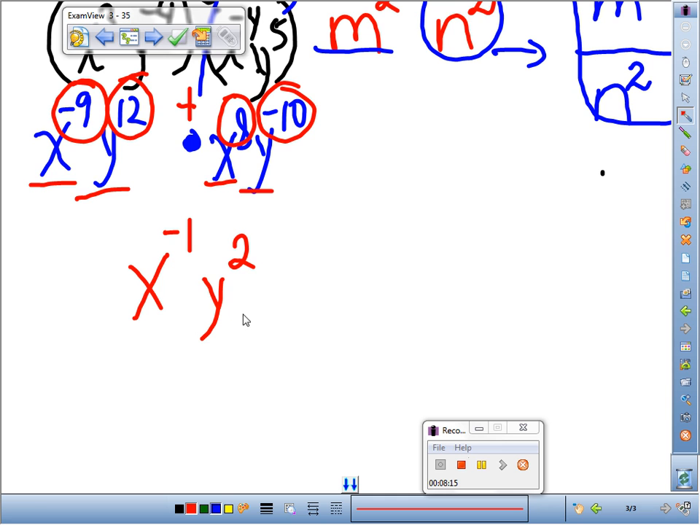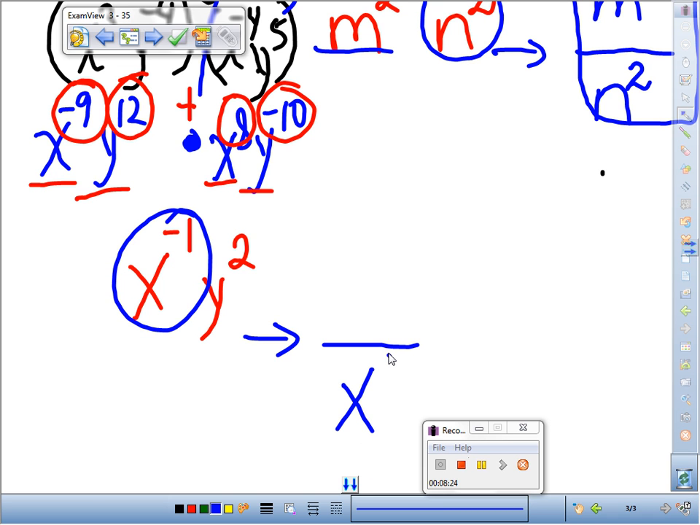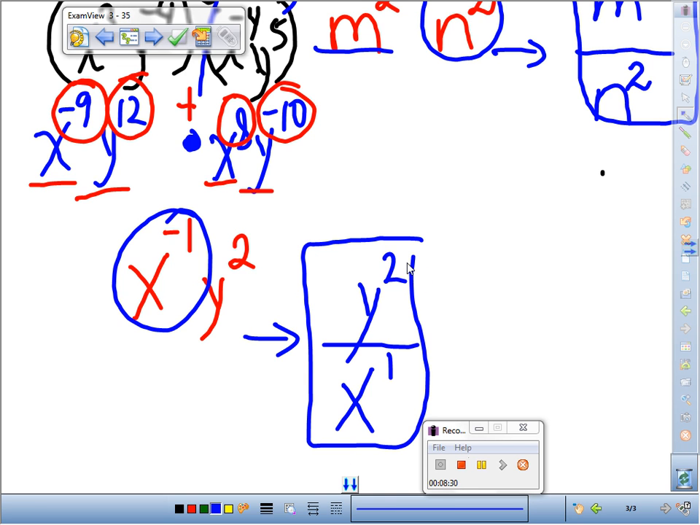However, can we end up with a negative exponent? No. So at that point, you identify the negative exponent, and you bring that to the denominator and change it to a positive, and this one stays in the numerator, and we're done. Hands up if you got that. Bam! All right, let's move on.